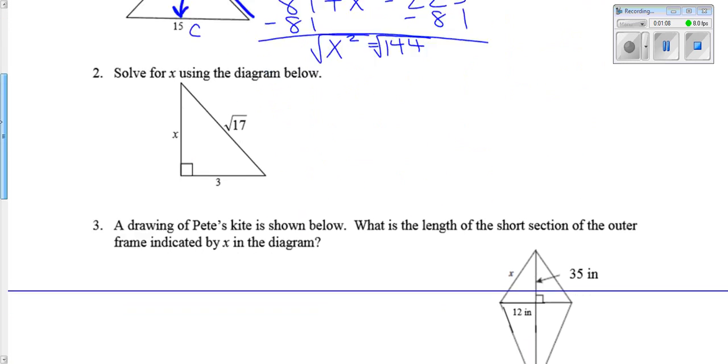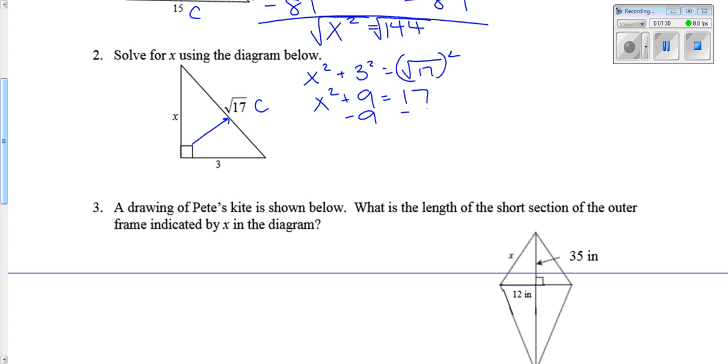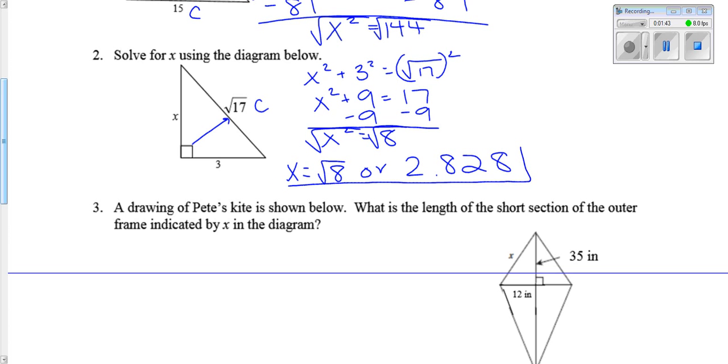Number 2, again, I'm going to use the Pythagorean theorem. I know the square root of 17 is my C because it's across from my right angle. So I know that x squared plus 3 squared equals the square root of 17 squared. That's x squared plus 9 equals 17. Subtract the 9 from both sides. X squared equals 8. So when I square root that, I get x equals the square root of 8, or 2.828. Either one of those answers are acceptable.